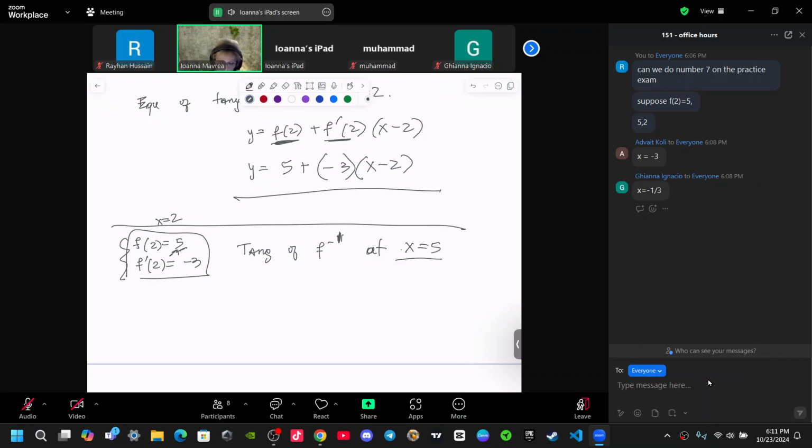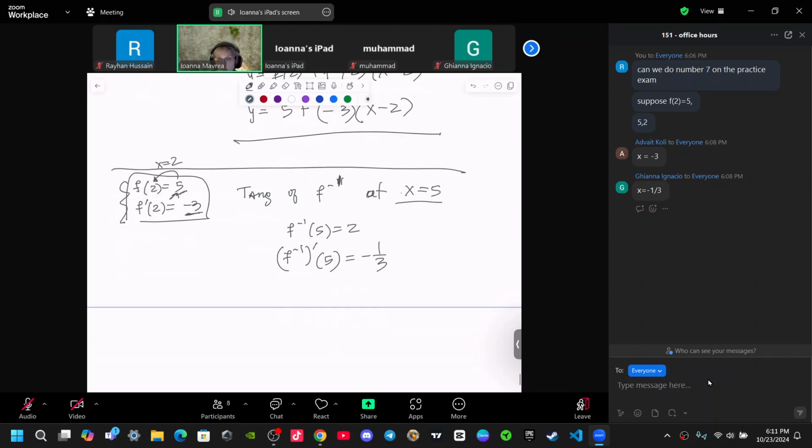Right? If you know these two pieces of information on the function, you know the similar pieces of information for the inverse at x equal 5. So you know F inverse at 5 is going to be 2, right? The x and the y coordinates are reversed. And the derivative of F inverse at 5 is not going to be -3, it's going to be -1/3. So I have both pieces of information, I can write the tangent. The tangent will be F inverse at 5 plus the derivative of F inverse at 5 times x minus 5.